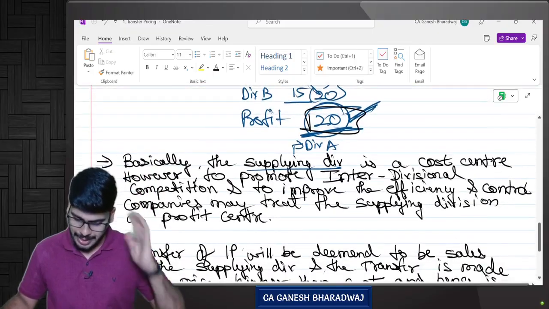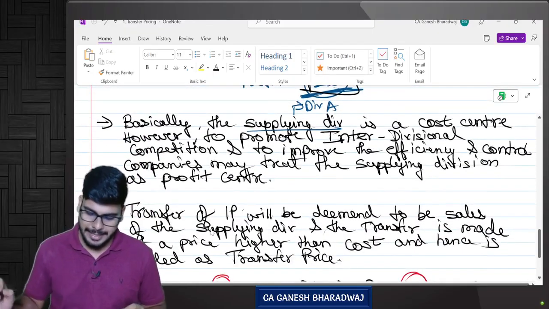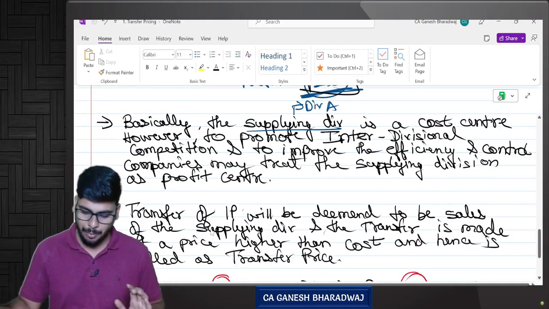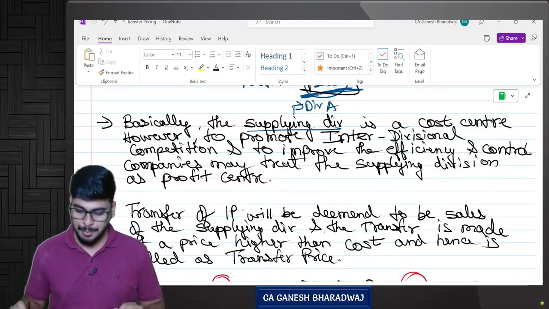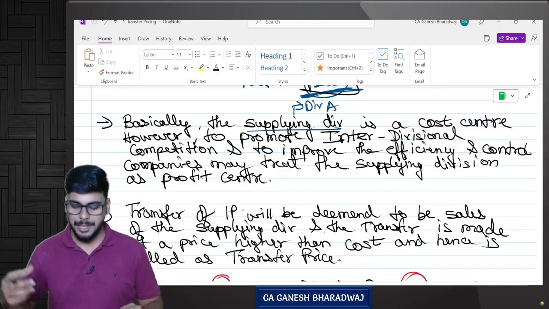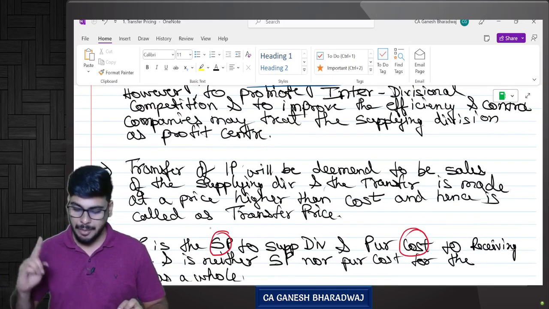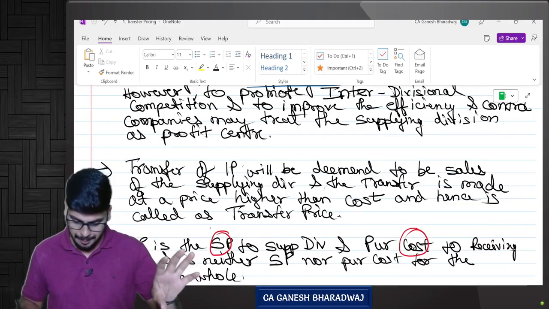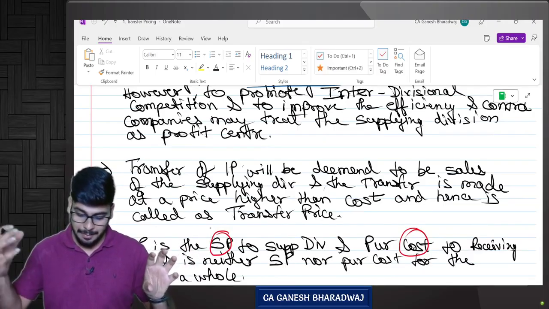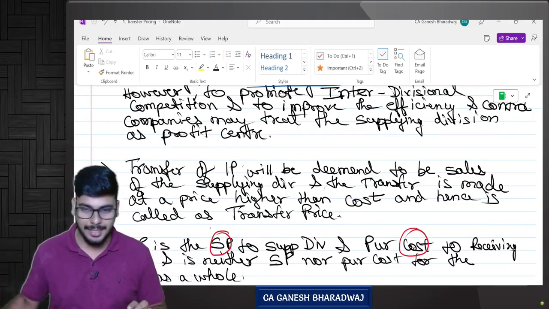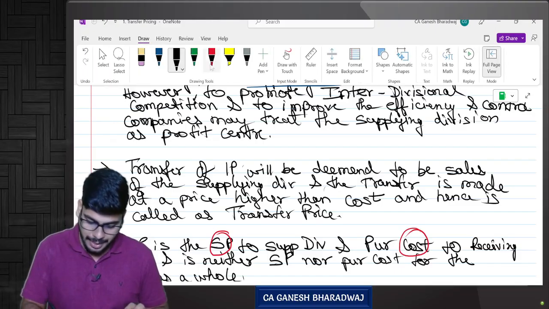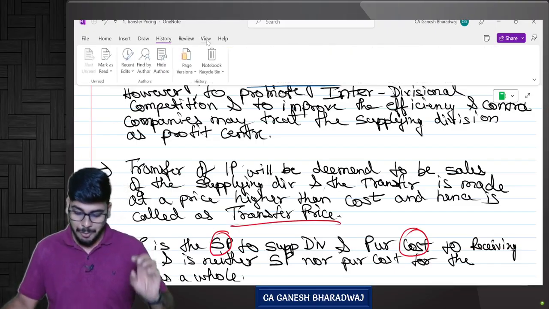Are you clear with this? Yes. And I've mentioned all these things. Basically, the supplying division is a cost center. However, to promote the interdivisional competition and to improve the efficiency and control, companies may treat the supplying division as a profit center. And the transfer of intermediate product will be deemed to be the sales of the supplying division, and the transfer is made at a price higher than the cost, and hence is called the transfer price, right? Fine. And transfer price is a revenue.